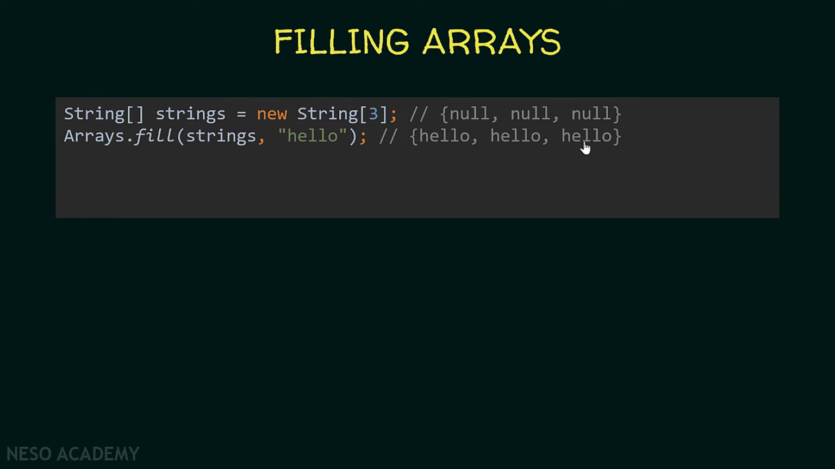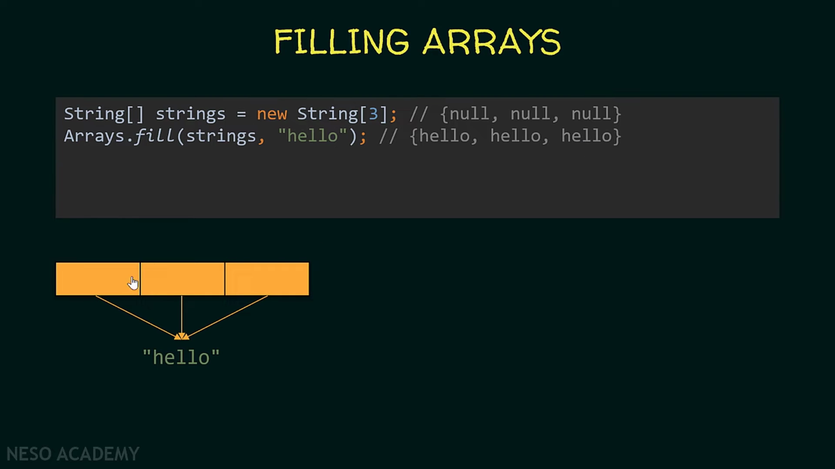And if you want to imagine this array, it will be like this. We have 3 elements, and all these elements contain the address of the string hello. So all the elements are pointing to this string over here, okay?